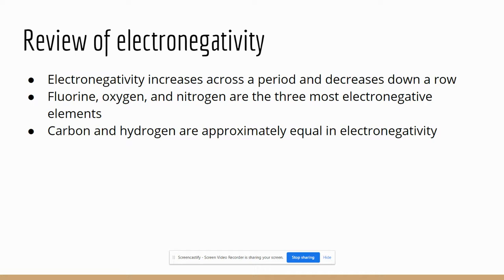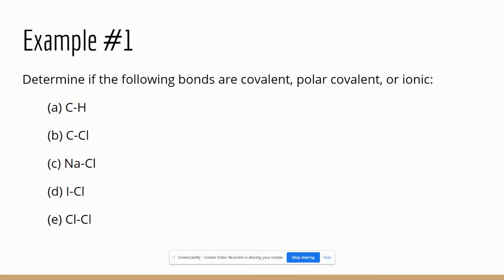Noble gases we typically leave out of the mix. You should know that fluorine, oxygen, and nitrogen are the three most electronegative elements, and that generally speaking, carbon and hydrogen are approximately equal in electronegativity for the purposes of nearly any type of chemistry that you would be looking at in your lifetime. Pause here.